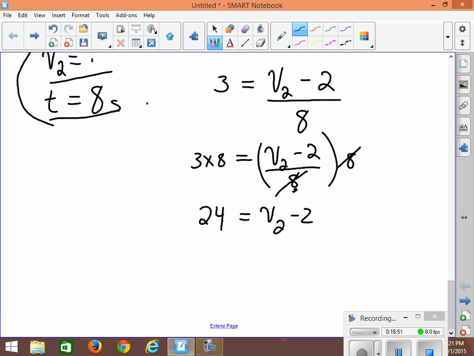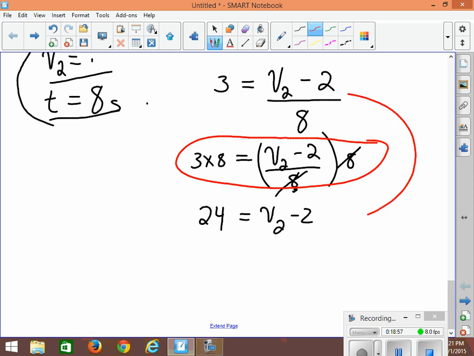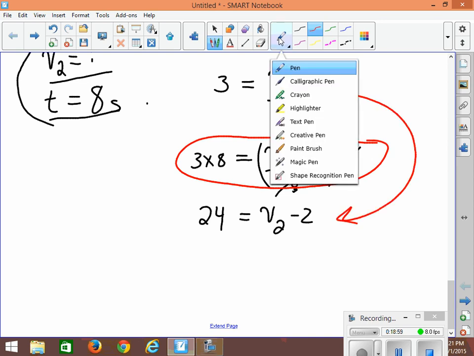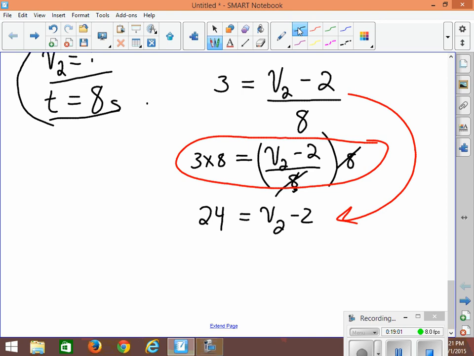Many of you will probably not even bother with this step because you can kind of do it in your head. So you might go right from here down to the next step, which is fine. The more algebra you do in your head, the smarter you will become. And so 24 then, we add 2 to both sides of the equation. I'll do both steps for you.